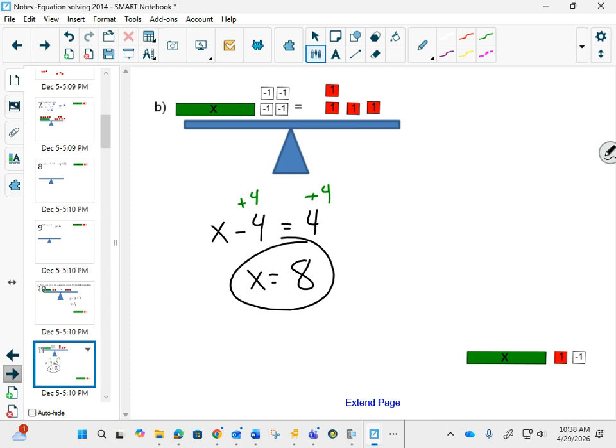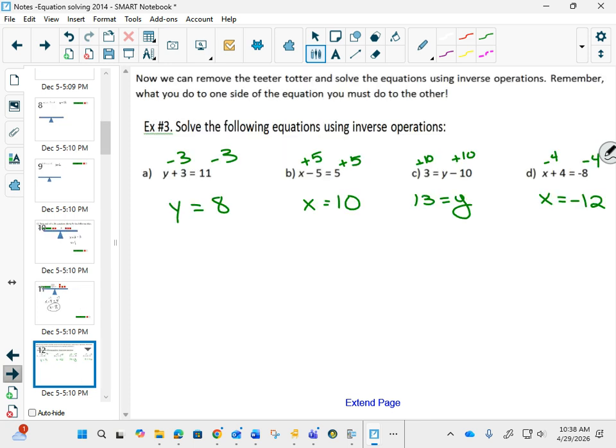Okay, so what we have on the next page is a bunch of questions. If you showed your work, you would do minus 3, and then you'd get 8. Maybe you would look at this one and say something plus 3 is 11, you know it's 8. Something minus 5 is 5, you maybe know it's 10, but showing your work would be plus 5 and plus 5. Something minus 10 is 3. You might see that it's 13, but showing your work, opposite of subtracting 10, add 10 to both sides, then you would get 13.